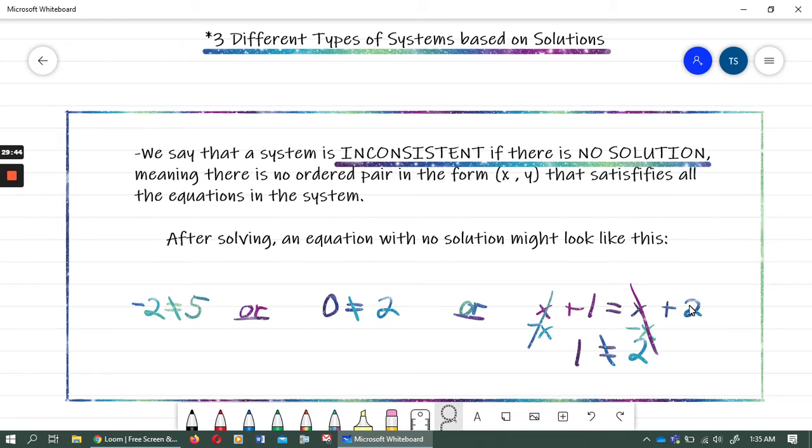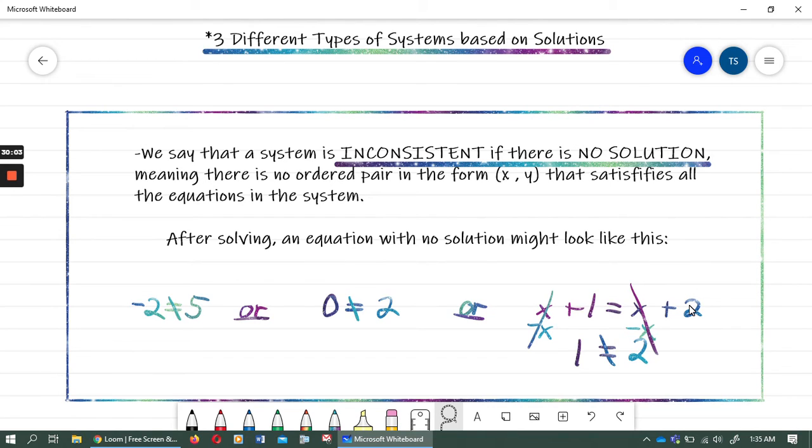And guys, if that happened, and both of the variables canceled out on both sides of the equation, guess what? For this equation, we will be left with something like 1 equals 2. But guess what, y'all? 1 does not equal 2.